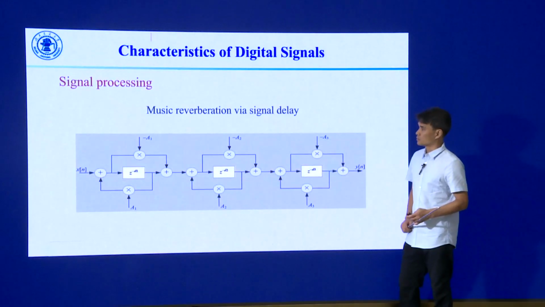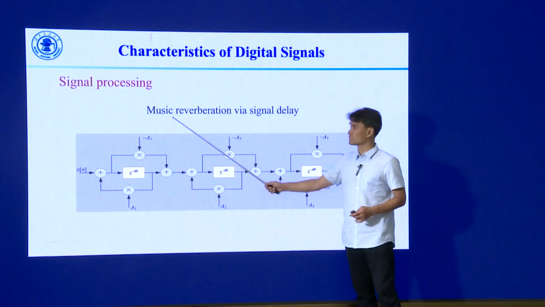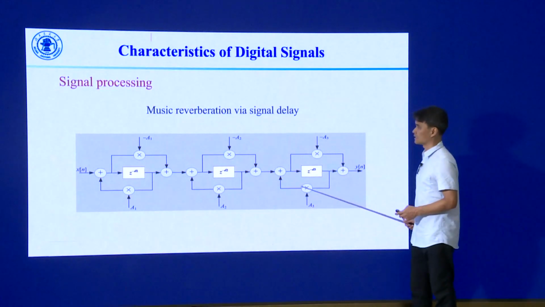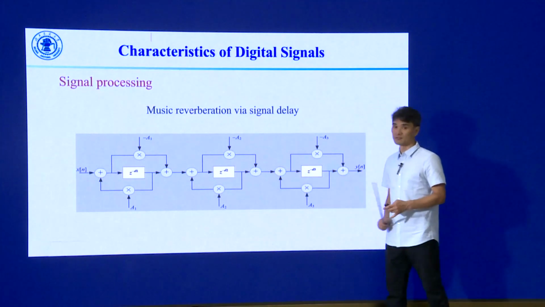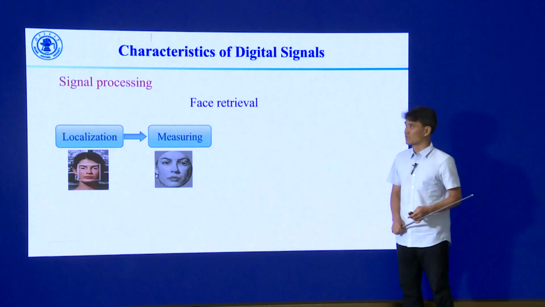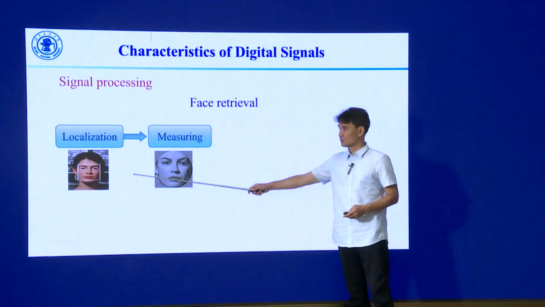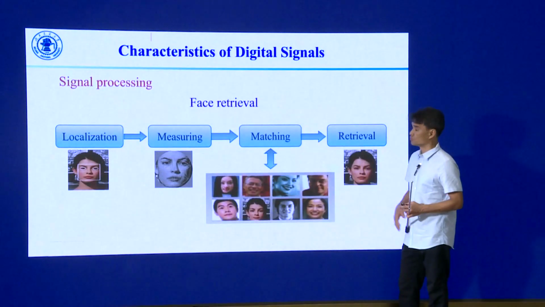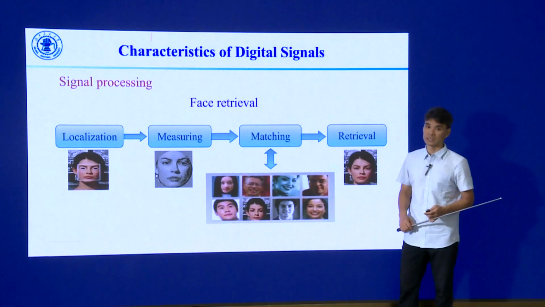Also, using digital techniques, we can process music signals very easily. Here we can use these 3 cascaded signal delay units to do music reverberation. Here is one way we can use digital signal processing techniques to help us do phase localization, mirroring, matching, and retrieval. That can help us identify different persons using digital techniques.